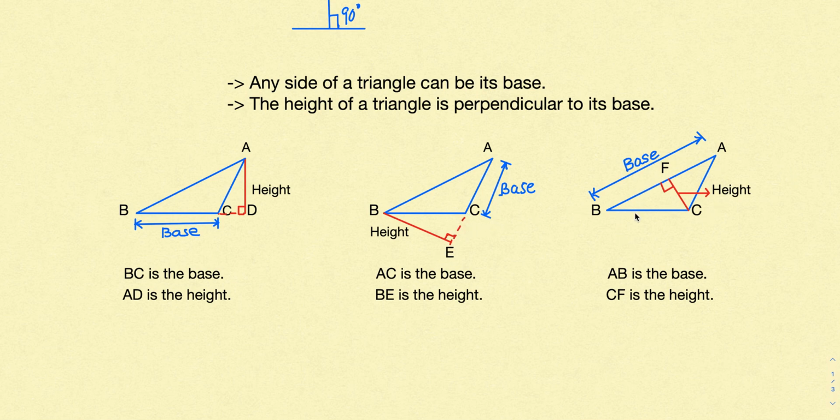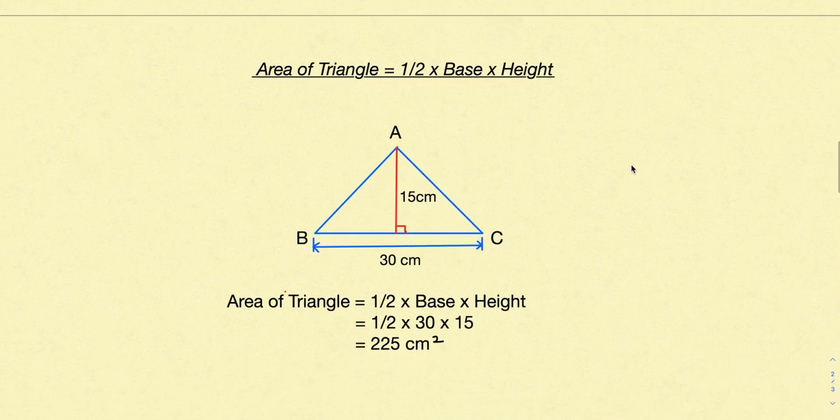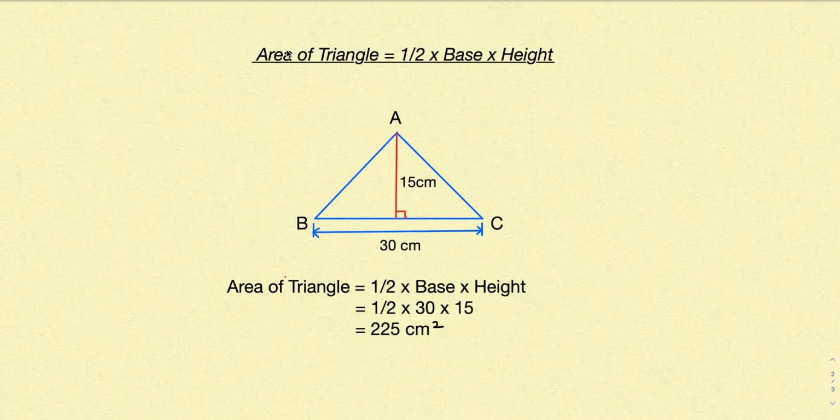For the third case, it's simple because when we take AB as the base, we are able to drop a perpendicular from C to AB. So this is the simple one. Now we know how to find the base and how to find the height of a triangle. Finding the area of the triangle is super easy because it's just based on the formula. And what's the formula? The area of the triangle is equal to half times base times height.